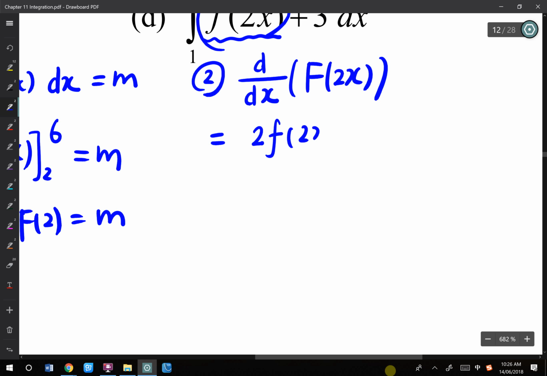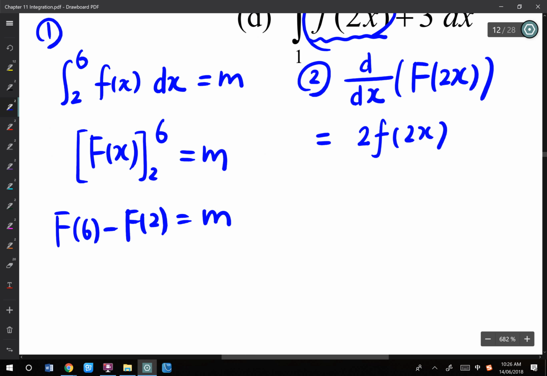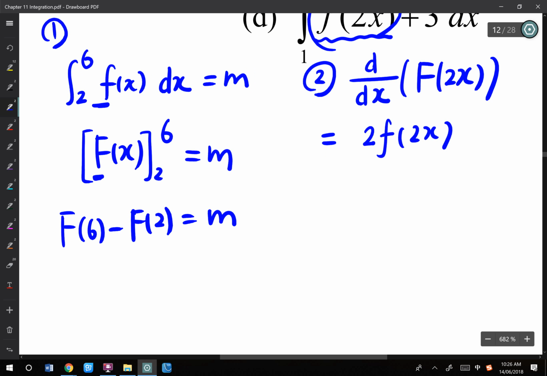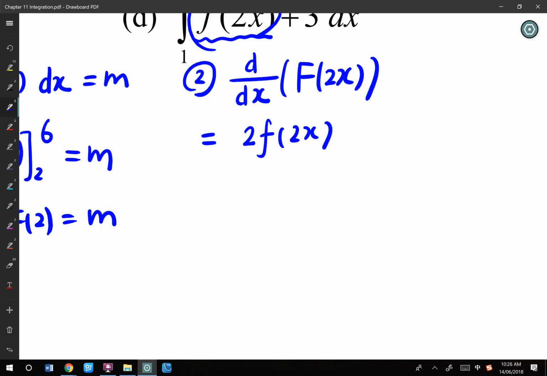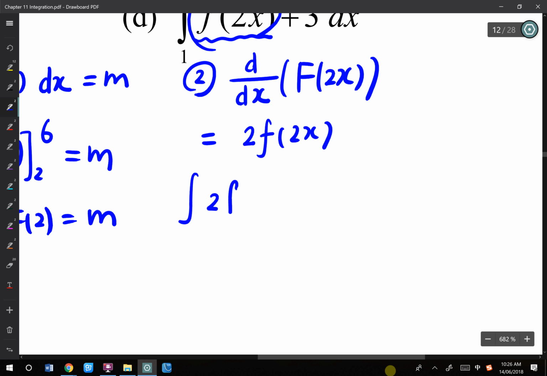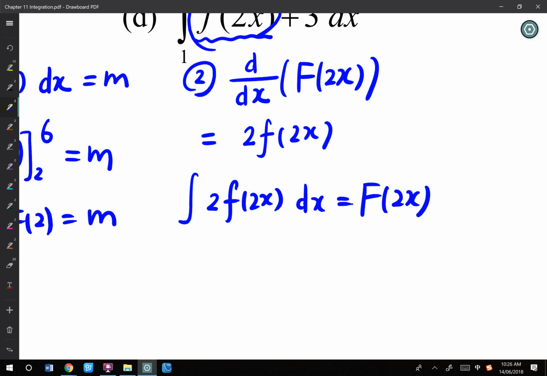Because the anti-derivative of lowercase f gives you capital F, when you differentiate capital F you have lowercase f as well. So when you differentiate capital F of 2x, you will have 2f of 2x. So by anti-differentiation by recognition, you know the anti-derivative of 2f of 2x dx is capital F of 2x, plus c, which I don't care about now. That's what you find first.